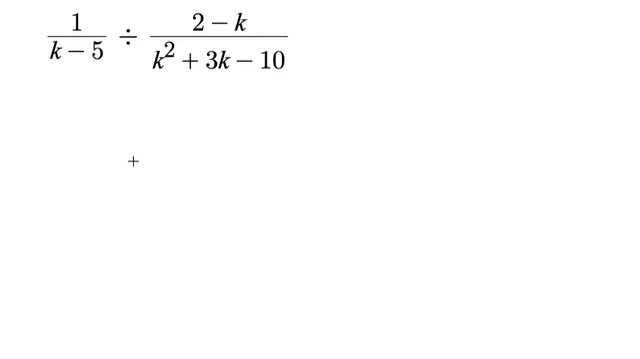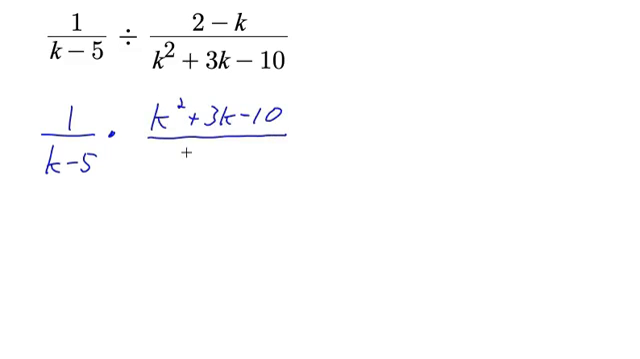When dividing two rational expressions, we can invert the second fraction and change it into a multiplication problem. Before we multiply straight across the top and straight across the bottom, let's see if k minus 5 or 2 minus k are factors of k squared plus 3k minus 10.